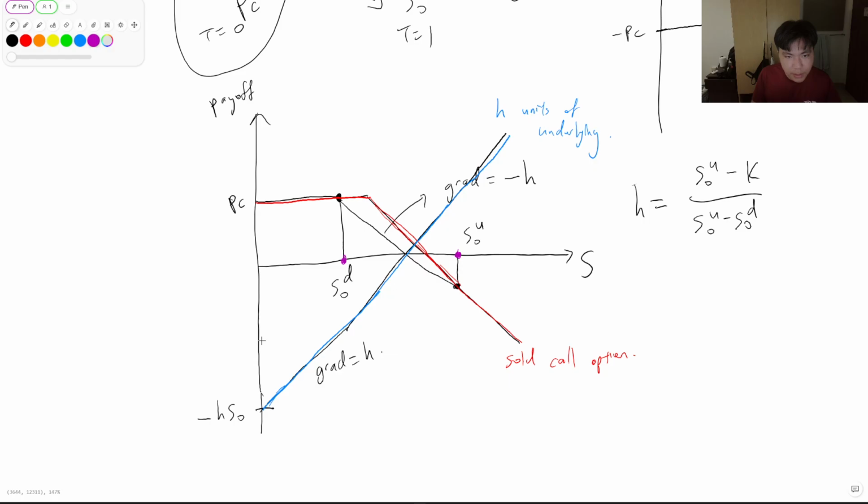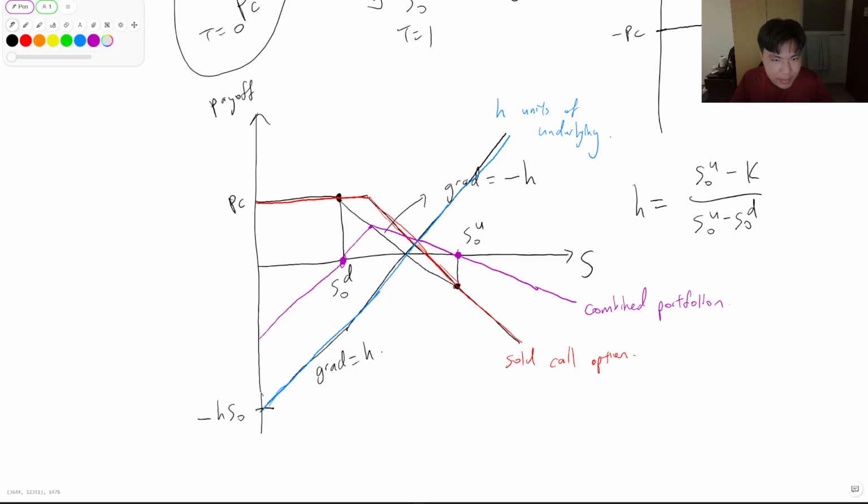So it's going to look something like, I'm going to try my best effort to draw it. It's going to look something like this here. At this point, it's going to go back down. So this is my combined portfolio, which is the red plus blue. So I take the red graph, I add the blue graph.